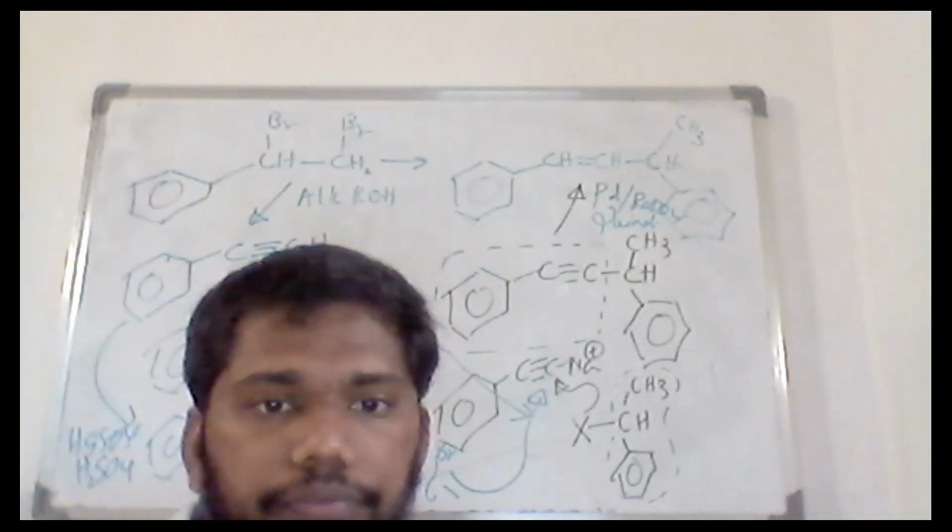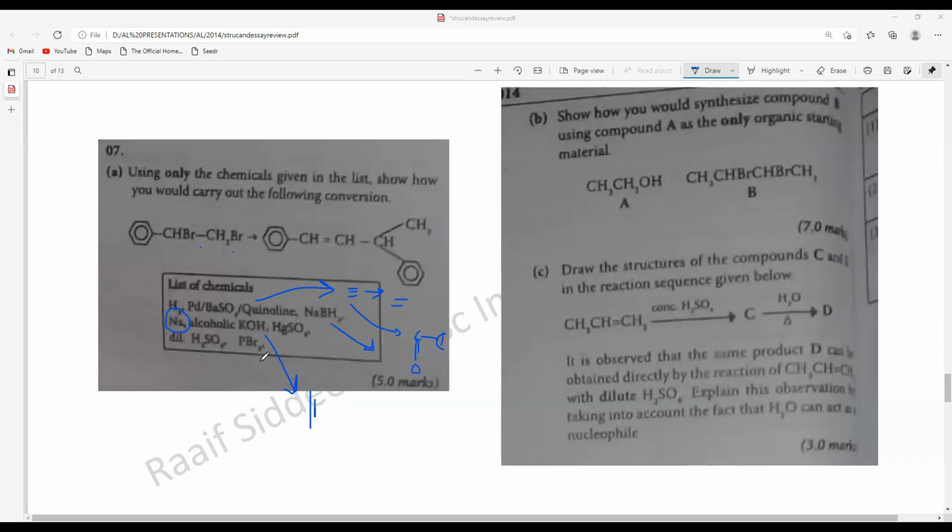So that is the first one that they have asked. Okay, so all those reagents have been used, and this is the simplest way to obtain this product. Okay, there can be other ways also, right?